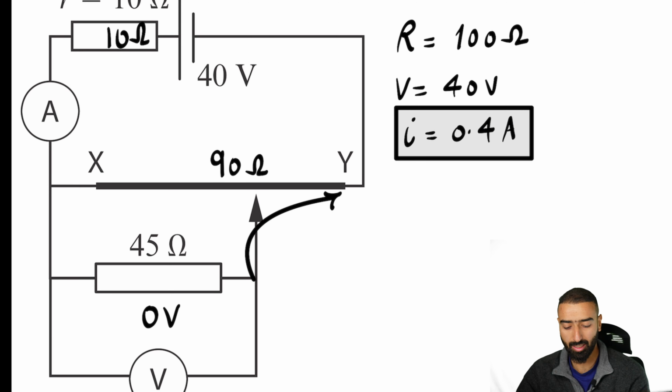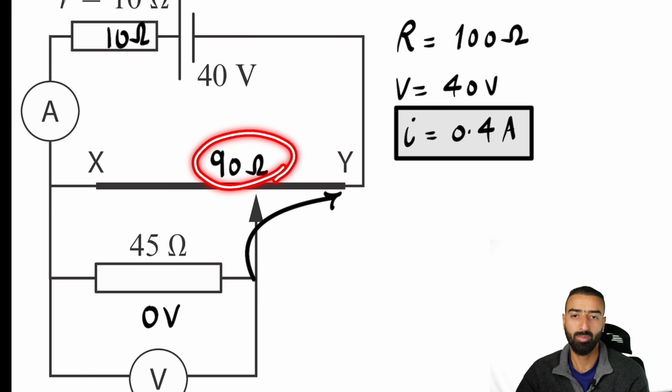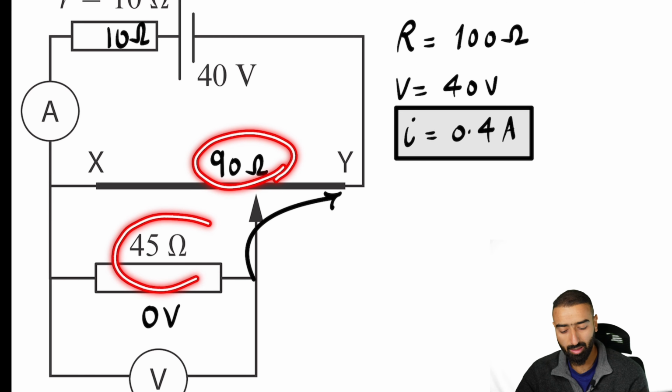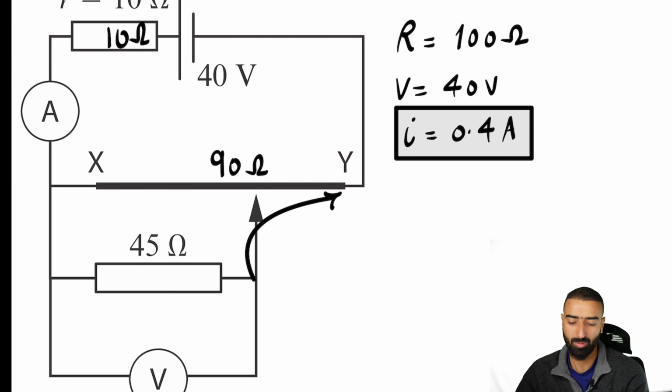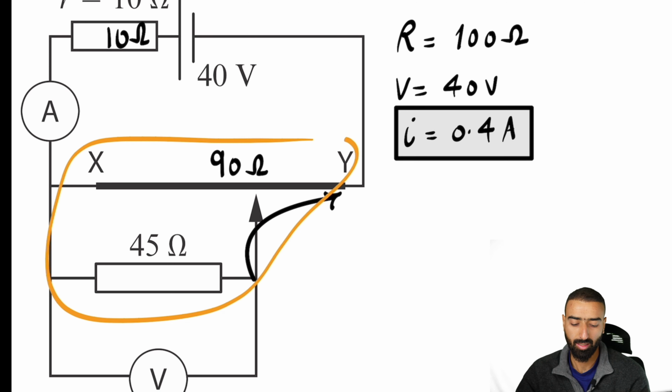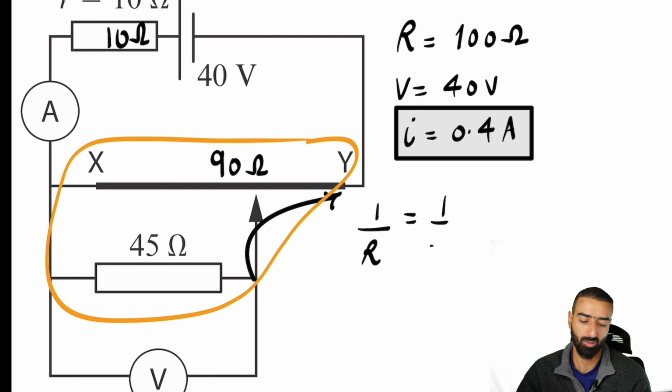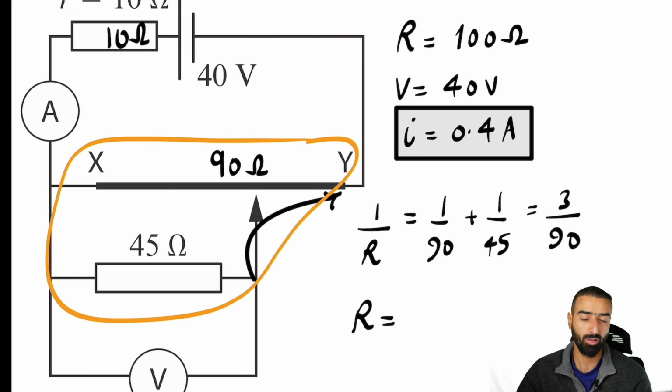If that's the case, then this 90 ohm resistance would be in parallel with the 45 ohm resistor. What would be the total resistance of these two, the rod and the external resistor? We can find it: 1 over R equals 1 over 90 plus 1 over 45, that is 3 over 90. That means the resistance of the parallel combination is 30 ohms.